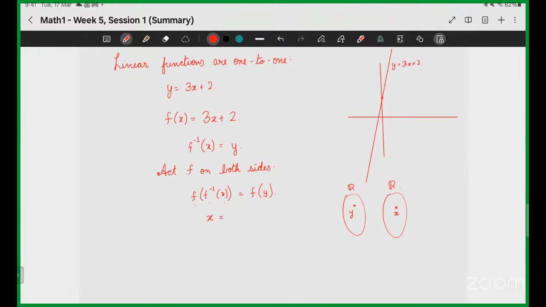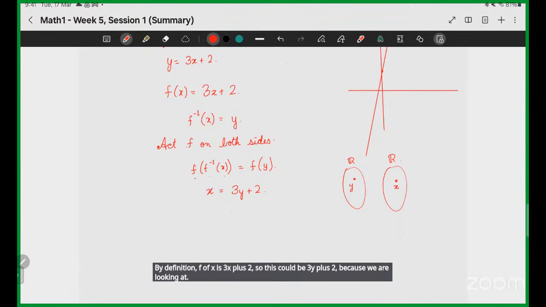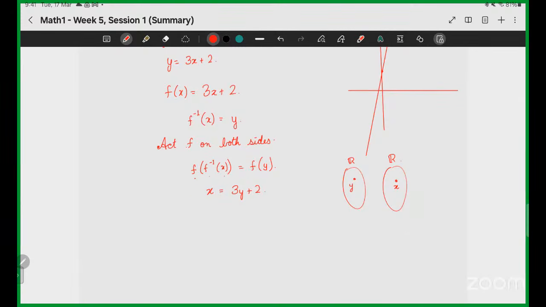3y plus 2. By definition, f of x is 3x plus 2. So this would be 3y plus 2 because we're looking at f of y. Now, can I rearrange to get the value of y in terms of x? Yes, sir. x minus 2 by 3. But y was just f inverse of x.